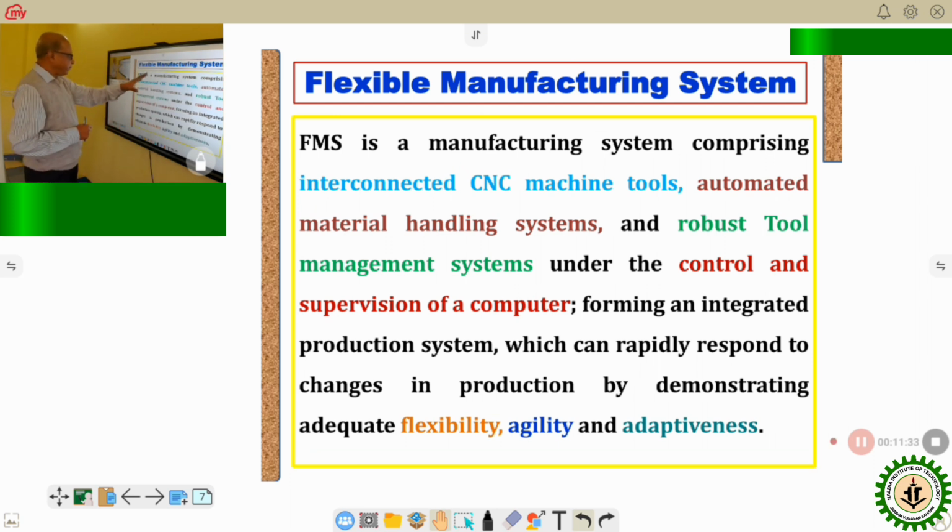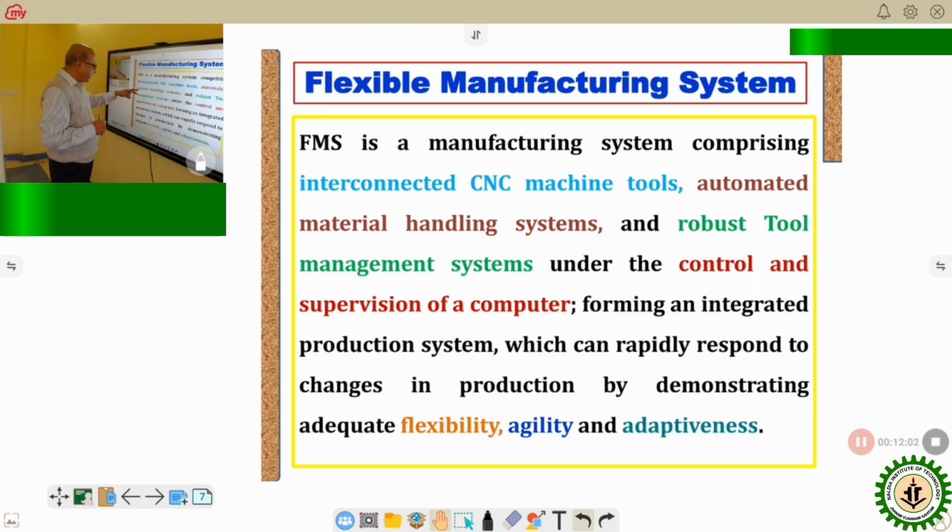Now, what is FMS? It is a manufacturing system that comprises interconnected CNC machine tools. So that means in a flexible manufacturing system, there will be a number of CNC machines, not a single one. So far, our basic or fundamentals, our discussion were confined to only one CNC machine. But here, it is an aggregation of several CNC machine tools. Predominantly, those are the turning centers or machining centers.